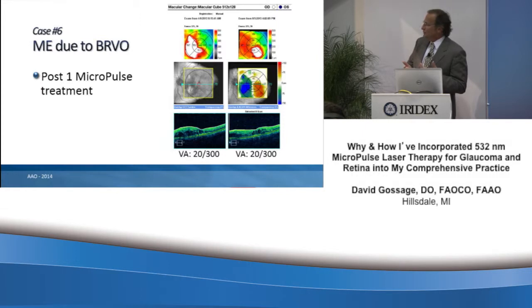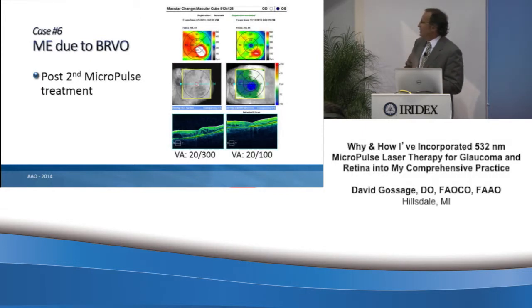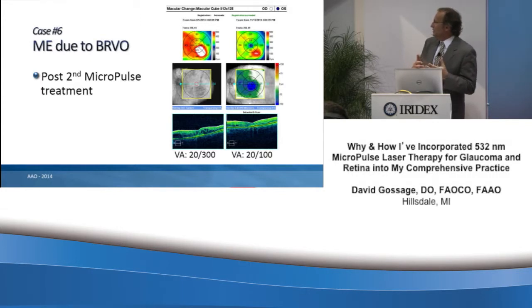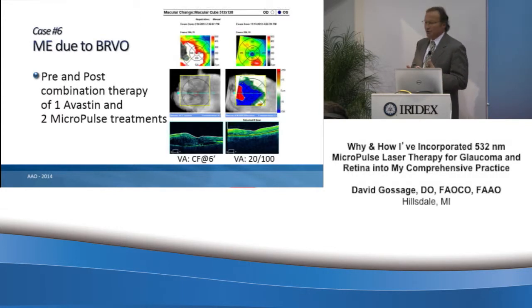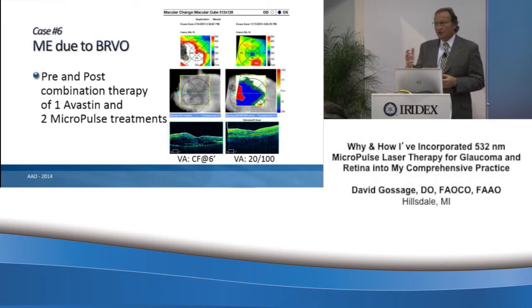So at this point, this was further along the way. This is in August. We still saw that 1 section of edema that just didn't really resolve fully. So at that point, we opted for a second MicroPulse treatment, and the visual acuity improved even further from 20/300 to 20/100 with more resolution of the edema. So if we go back to those pictures, this was pre and post combination therapy of just 1 Avastin injection and 2 MicroPulse treatments with a nice resolution from count fingers at 6 feet to 20/100 vision.